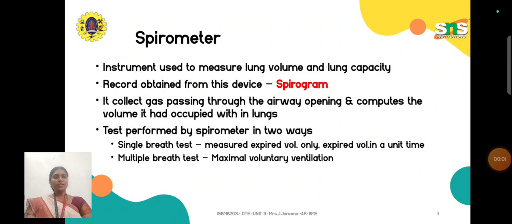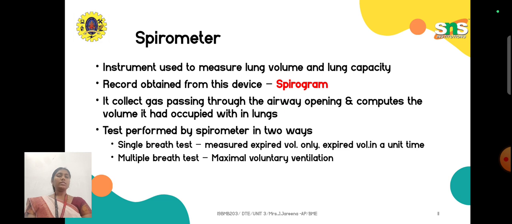Hi everyone. In today's class, we are going to discuss one important topic which is related to respiratory equipment, that is spirometer. Okay, so spirometer is a basic equipment which is mainly used to measure lung volume and lung capacity.